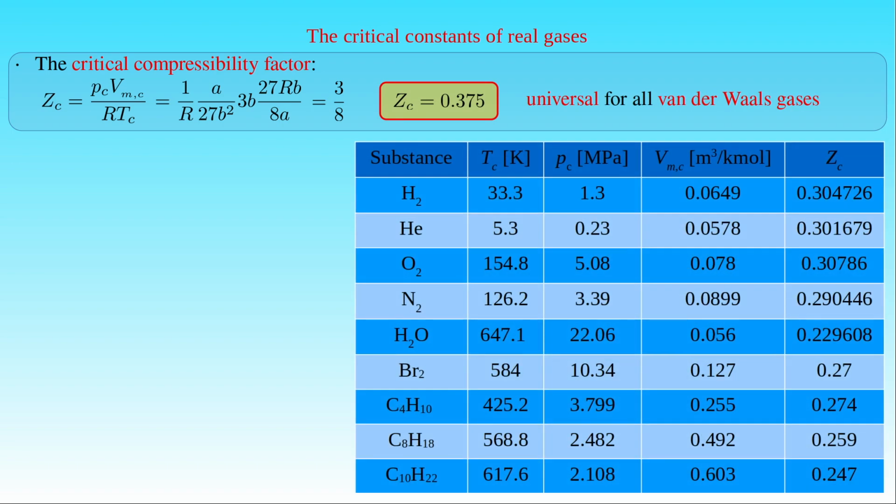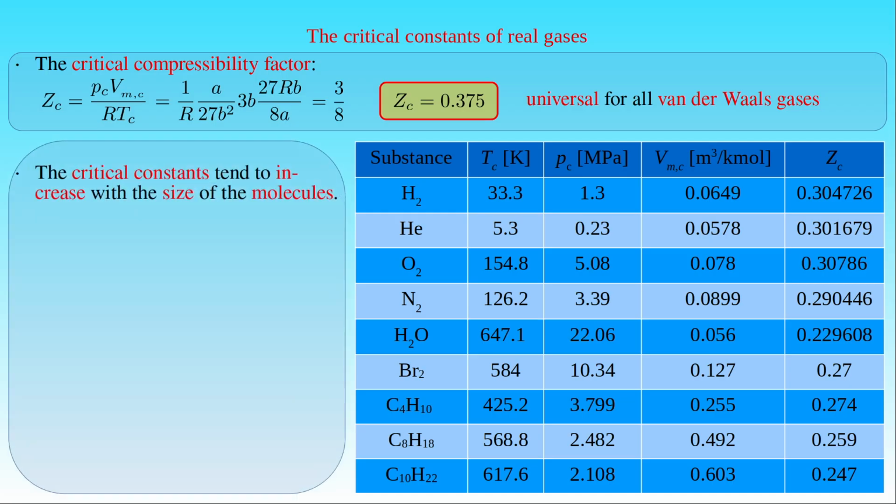This table contains the critical constants of the substances already used to illustrate the variation in the van der Waals constants between different types of gases. The figures in the table show that the critical constants tend to increase with the size of the molecules. It is helium with its monoatomic molecule that has a compact structure with the lowest critical constants in the table. Its critical temperature is about 5 Kelvin, its critical pressure is less than 1 megapascal, and its critical molar volume is only somewhat greater than 0.05 cubic meter per kilomole.